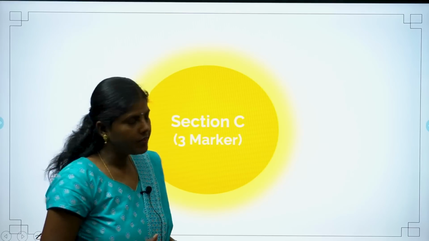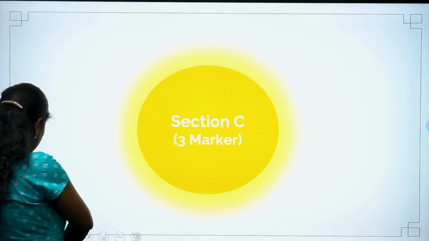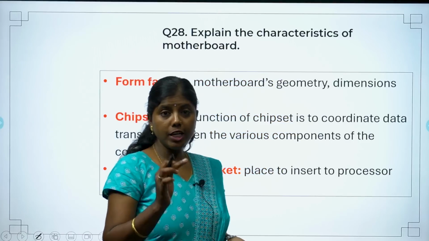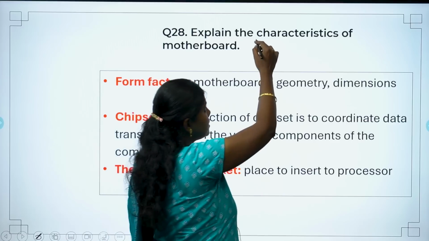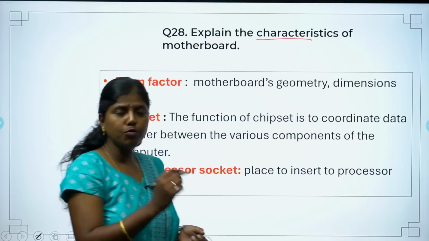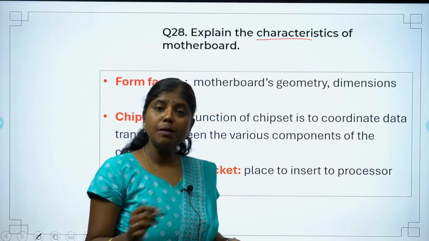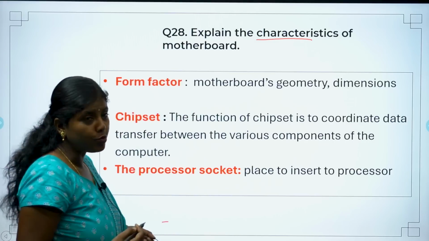Okay, students, we'll start with Section C. That's going to be 3 markers. Explain the characteristics of a motherboard. Very important, remember, it's the characteristics. You need to write about the form factor, chipset, and the processor socket, not the types of motherboard. Students usually get confused with that.